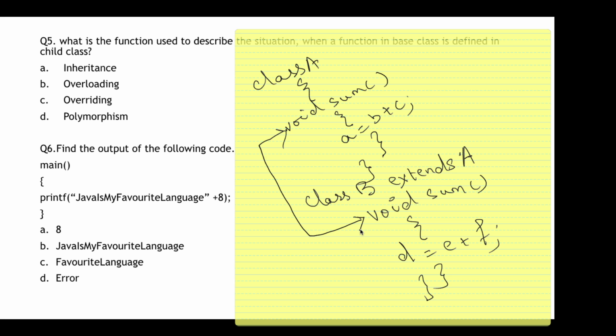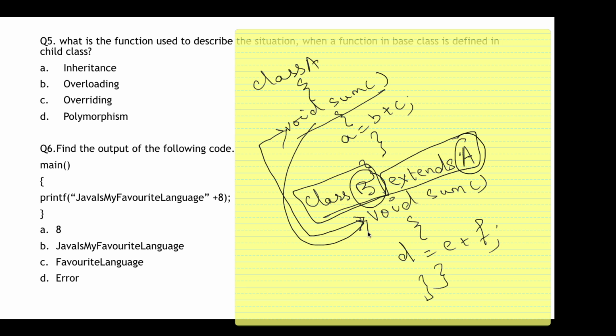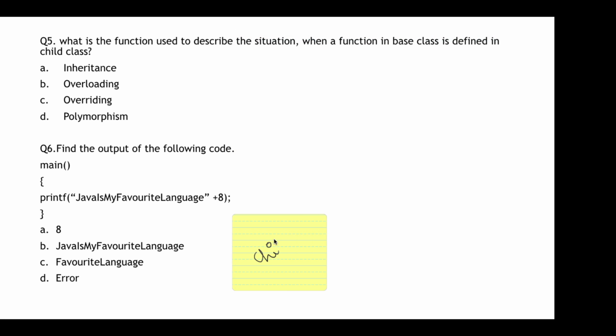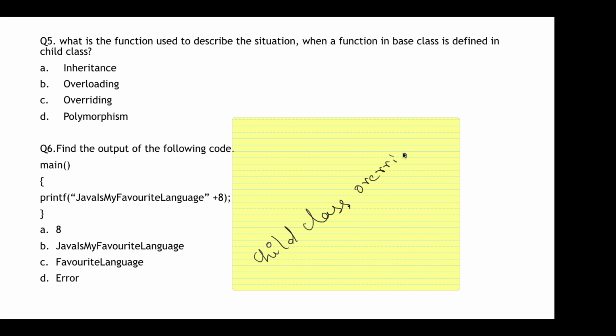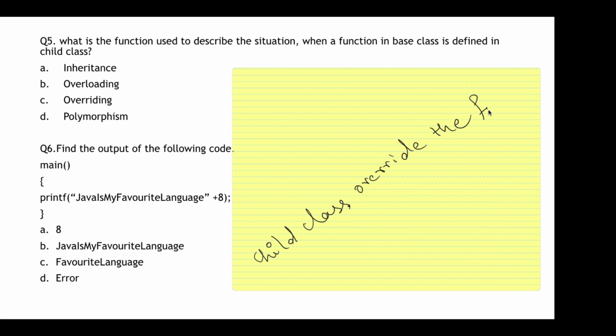So what is happening whenever I extend a class, that is, class A is extended or inherited within class B, then this class B becomes the child class of class A, right? So when this happens, there are chances that this sum function shall be overridden by this sum function. This means the child class overrides the function of the base class.